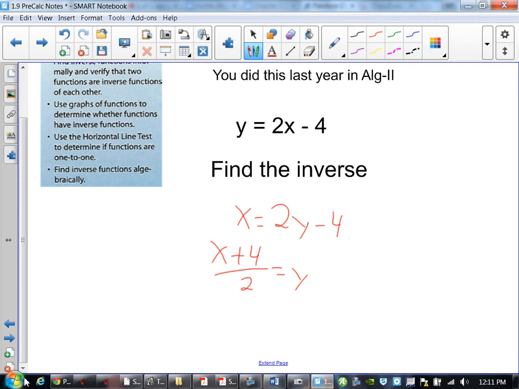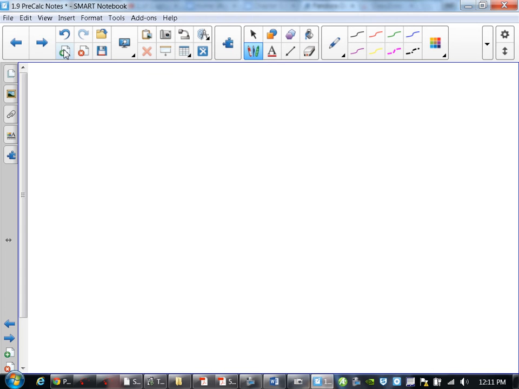One of the things that we did not talk a whole lot about last year when we were dealing with inverses is what it looked like graphically when you did that. What did it mean about what the ordered pairs were looking like? So if we look at it in terms of y equals 2x minus 4 and y equals x plus 4 over 2.